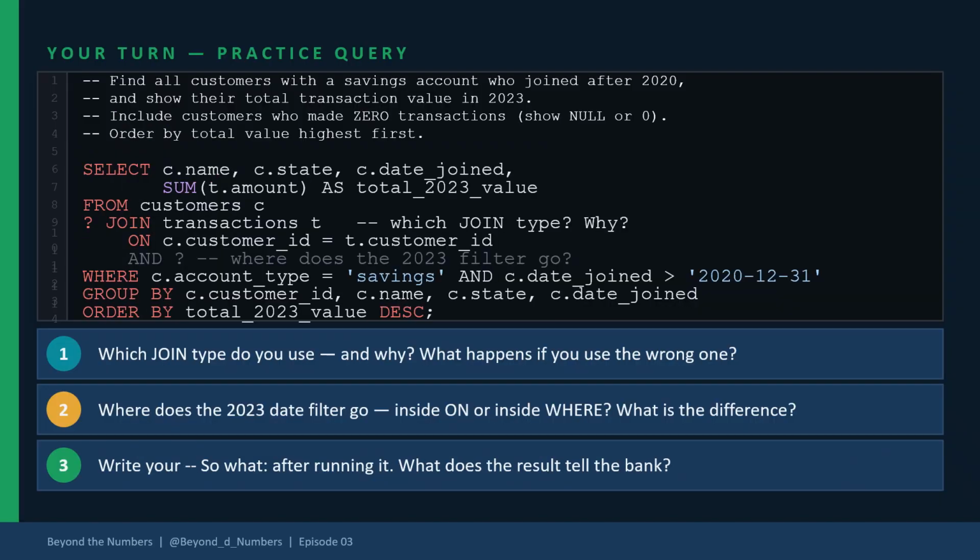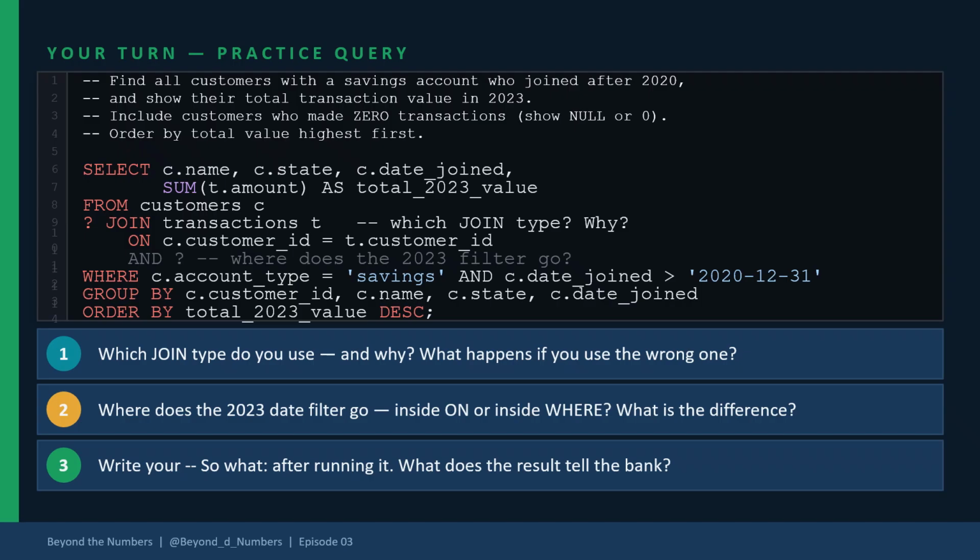Now it's your turn. I've done a lot of explanation, and the practice query on screen has 3 deliberate gaps for you to fill. The task: find all savings customers who joined after 2020 and show their total transaction value in 2023. Make sure you include customers who made 0 transactions.